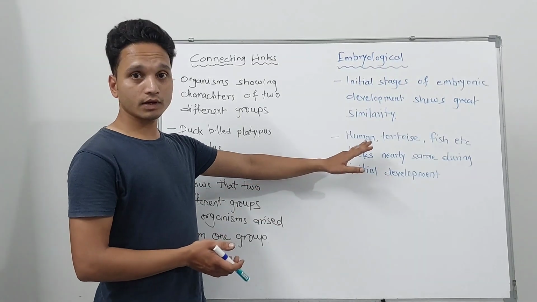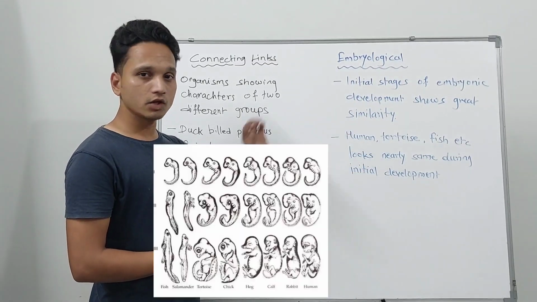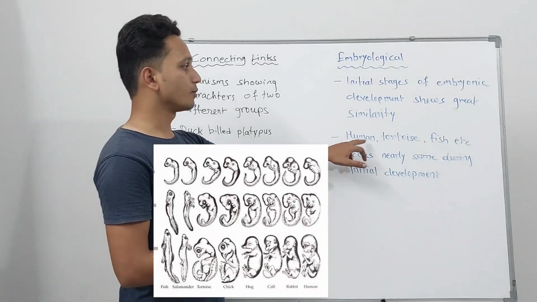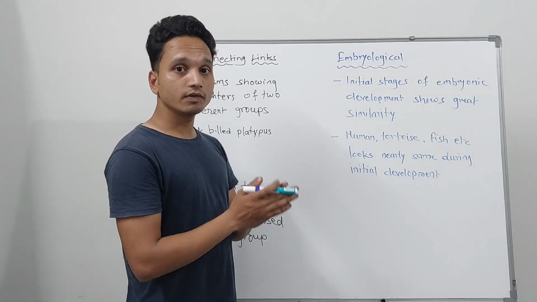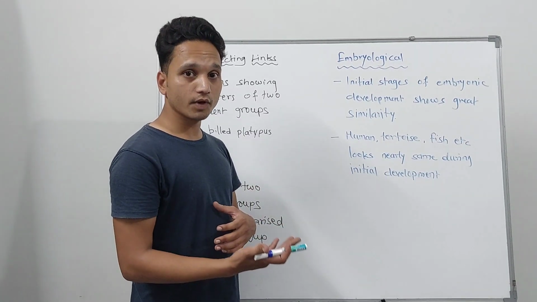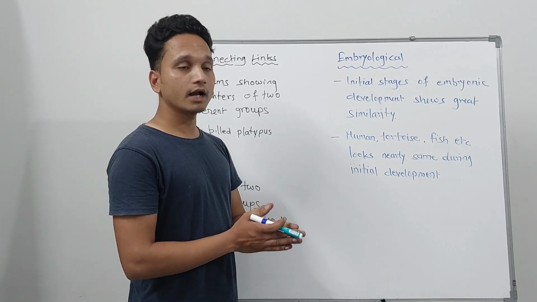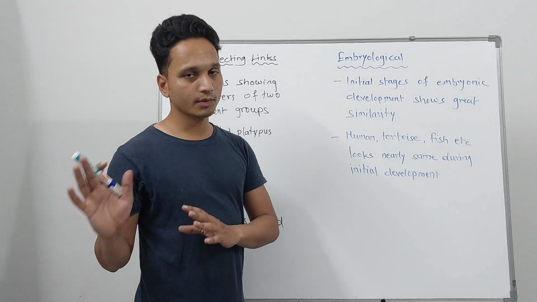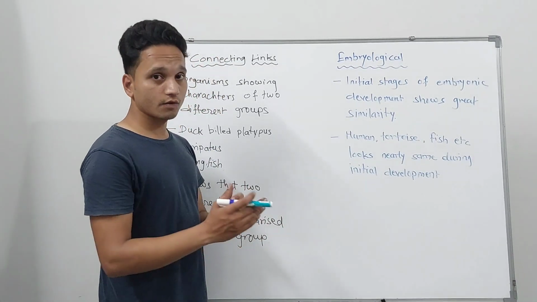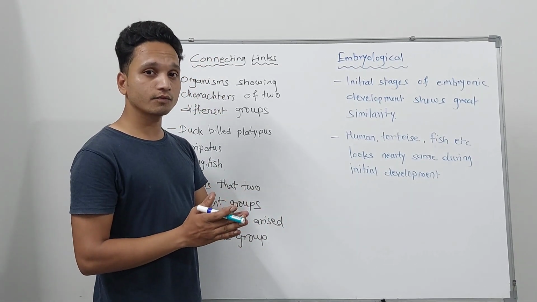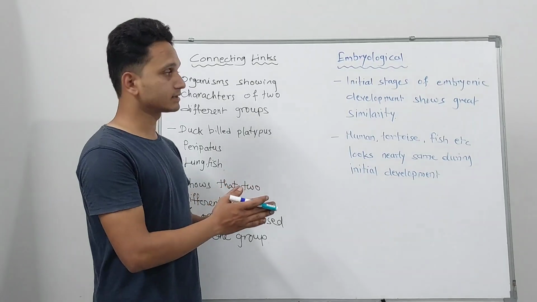But even after having so many differences, during the initial stage of development, human, tortoise and fish look exactly similar. So this similarity in the initial stages of embryonic development tells us that a very long time ago, all those three and many other vertebrate organisms were actually coming from a single common ancestor.